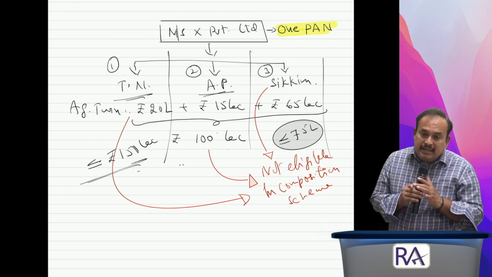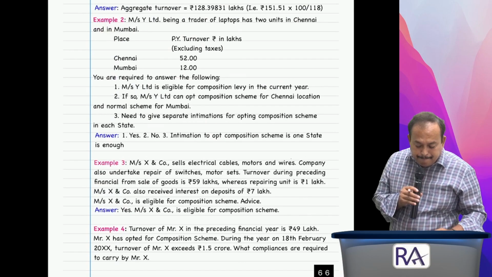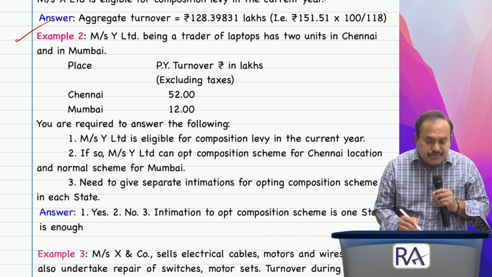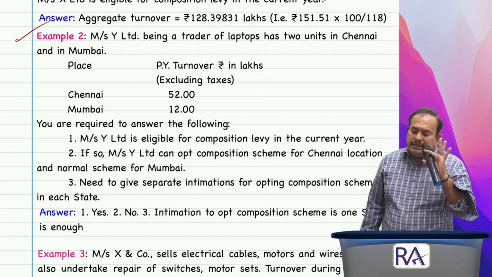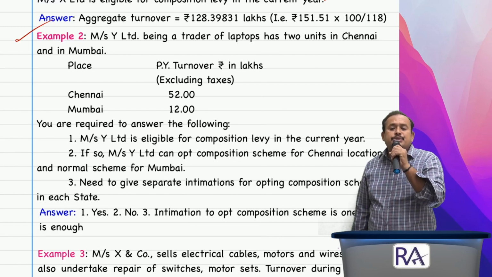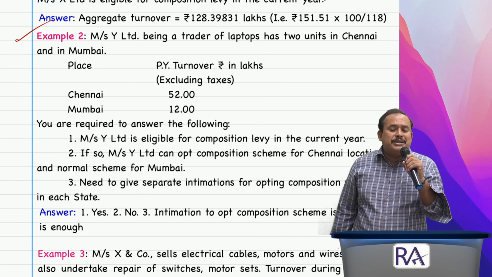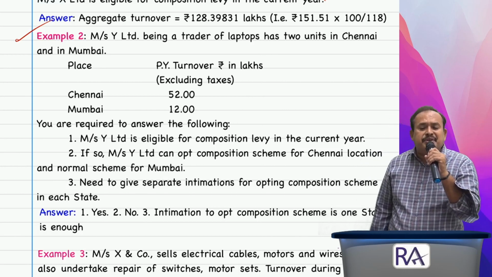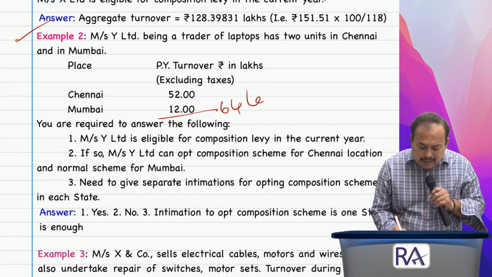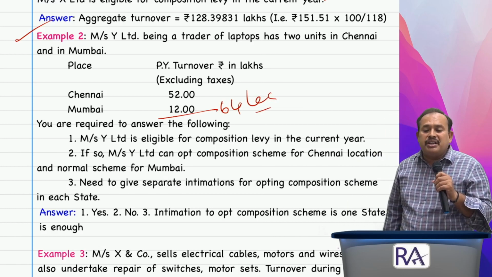This point I will highlight with the help of a particular RTP question, which is as follows. Example 2, bring into notice. Reading example 2. Mrs. Y Limited, being a trader of laptops, has 2 units in Chennai and in Mumbai. Turnover in rupees lakhs, exclusive of taxes: Chennai 50 lakhs, Mumbai 12 lakhs. Aggregate turnover is 64 lakhs only. You are required to answer the following. Is Y Limited eligible for composition levy in the current year?